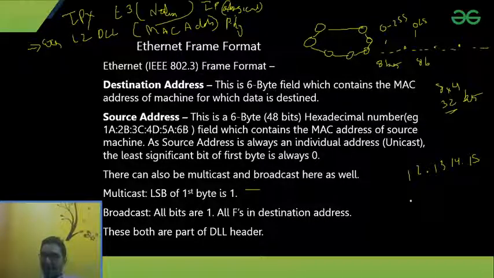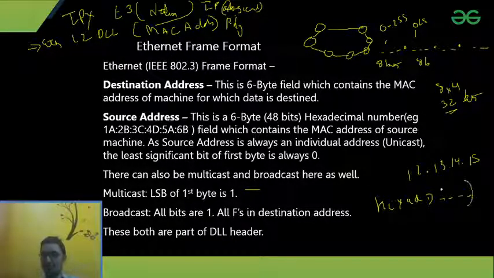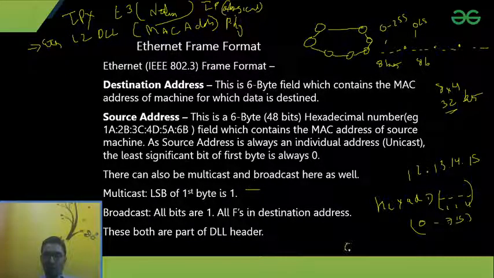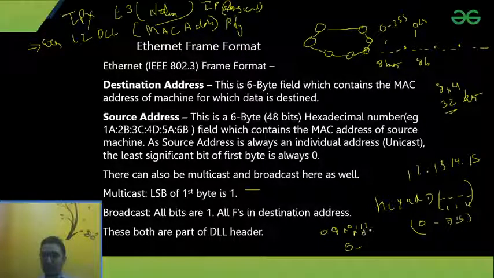But MAC addresses are represented differently. MAC addresses are represented in the form of hexadecimal numbers. How many bits does a single hexadecimal digit take? A hexadecimal digit can be represented with 4 bits. And what is the maximum number that can be represented? When all ones are present, that is 15. So the hexadecimal range is 0 to 15. 0 to 9 we represent as normal numbers, but 10, 11, 12, 13, 14, 15 are represented as A, B, C, D, E, and F.